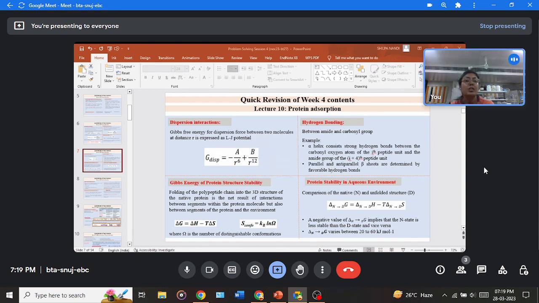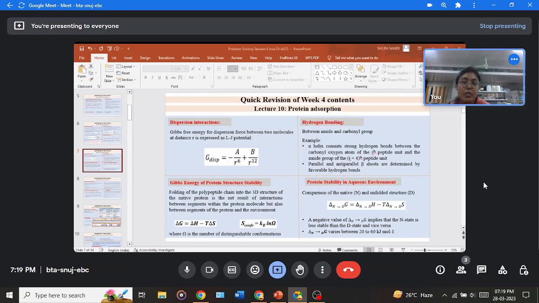So for example, alpha helix contains strong hydrogen bonds between the carboxyl oxygen atom of the first peptide unit and the amide group of the fourth peptide unit. So basically one turn of alpha helix contains four amino acids. Also, in case of beta sheets, it can be seen as either a parallel beta sheet or an anti-parallel beta sheet. So this is also determined by favorable hydrogen bonds, which gives free energy for protein structure stability.